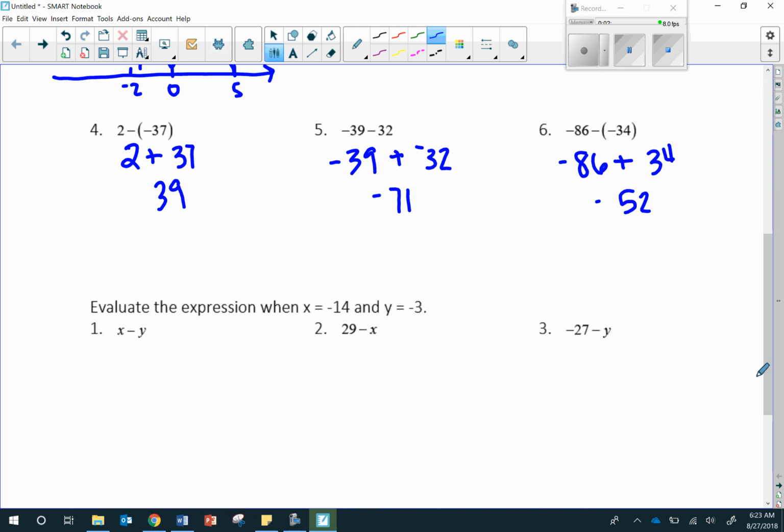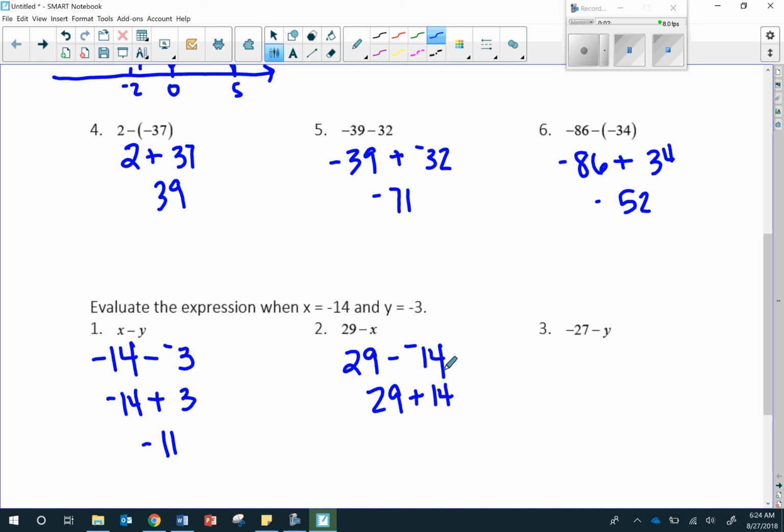We are now going to evaluate expressions when x equals negative 14 and y equals negative 3. So we're simply going to substitute negative 14 for whenever we see x and negative 3 whenever we see y. So this first one would be negative 14 minus a negative 3. Negative 14 plus 3, which gives us negative 11. This would be 29 minus a negative 14, 29 plus the opposite, which would be 29 plus 14, to give us 43.